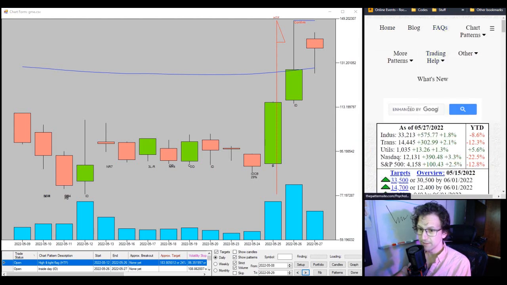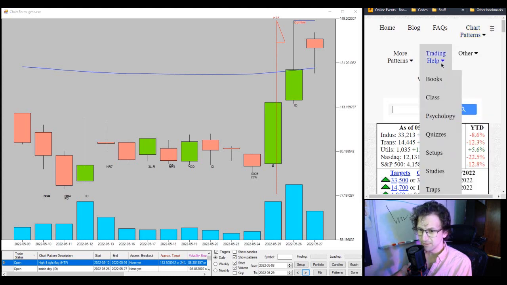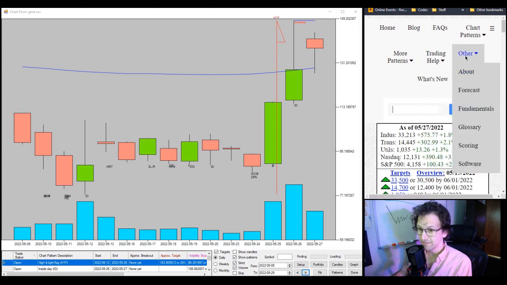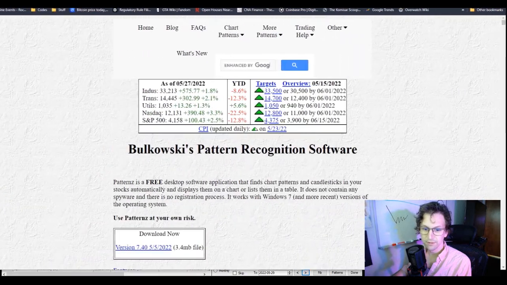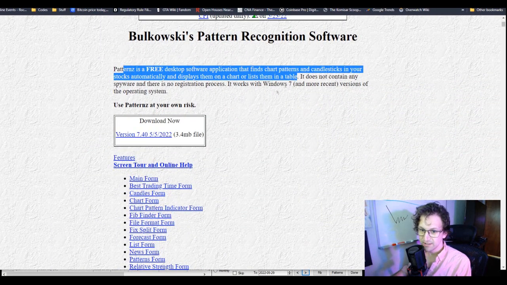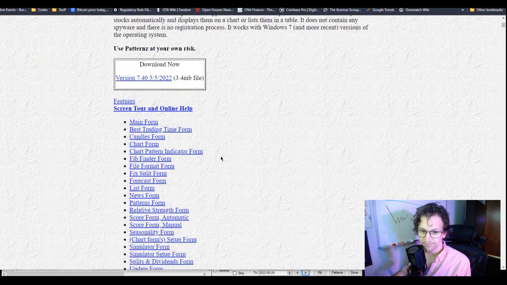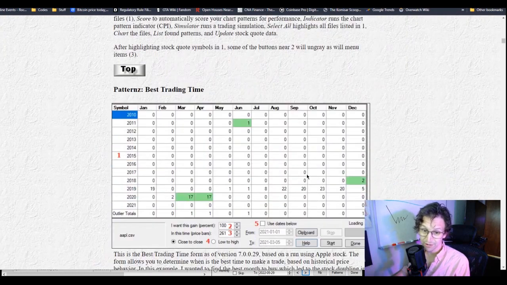I'm going to go ahead and pull up the webpage here on Patternz. I think you might actually just have it linked in one of these drop-down menus. Trading help, psychology. This is a big one. If you haven't visited this page, I really, really recommend you do. Here under other, I'm going to click on software. Let me just blow this up a little bit. Here you go. Patternz is a free desktop software application, and you can download it right here. It's great. And then he provides a guide on how to use it, which is another great thing.